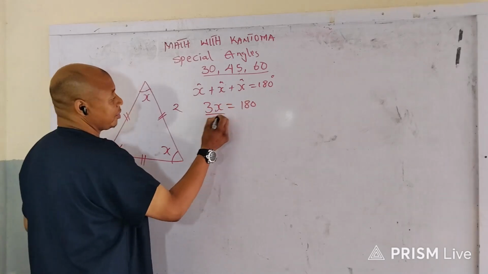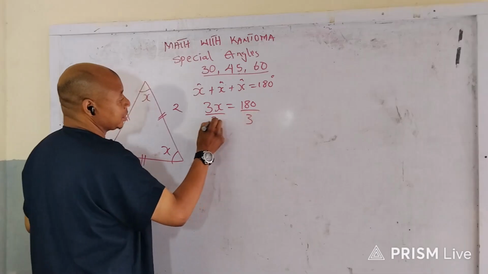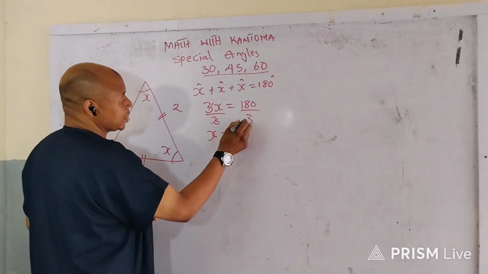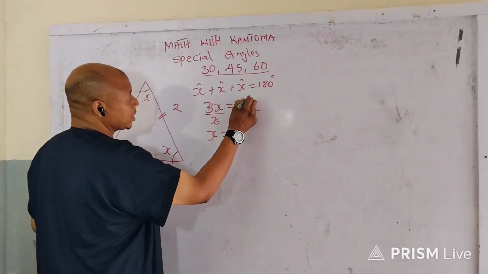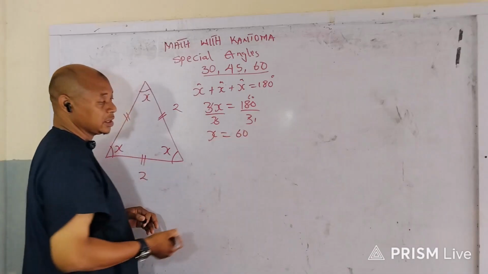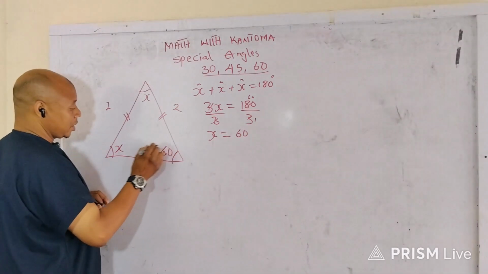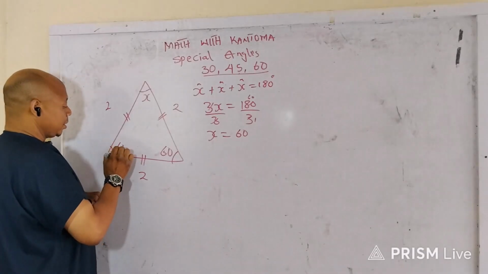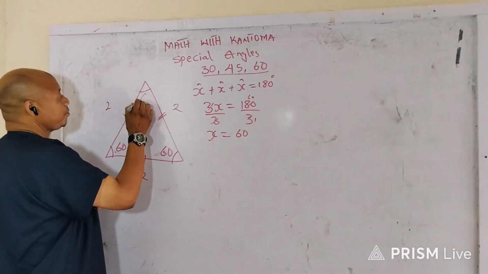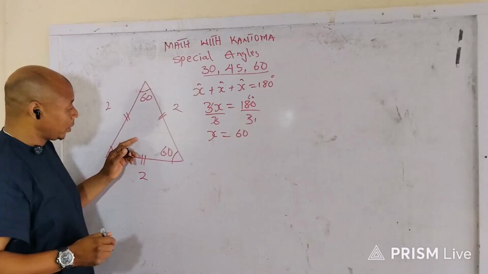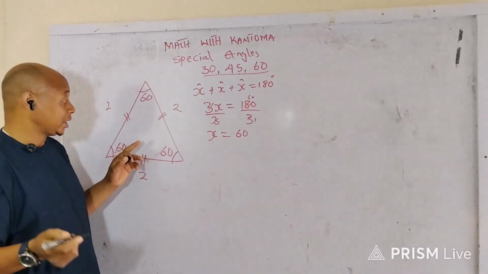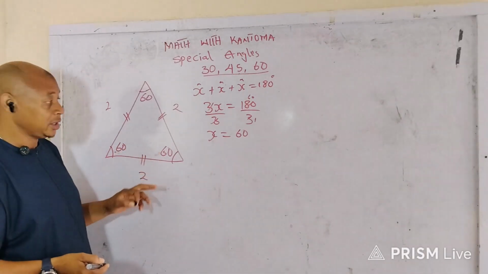I'm looking for x, so I divide both sides by 3. 3 goes into 3 once, and 3 goes into 180 sixty times. So x is 60 degrees. Now, if the value of x is 60, I can denote each of these angles as 60 degrees, meaning the angle of inclination in the equilateral triangle is 60 degrees each.